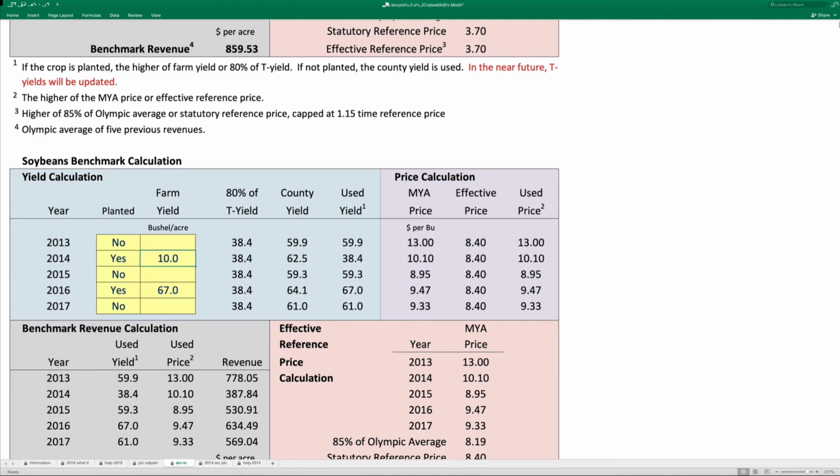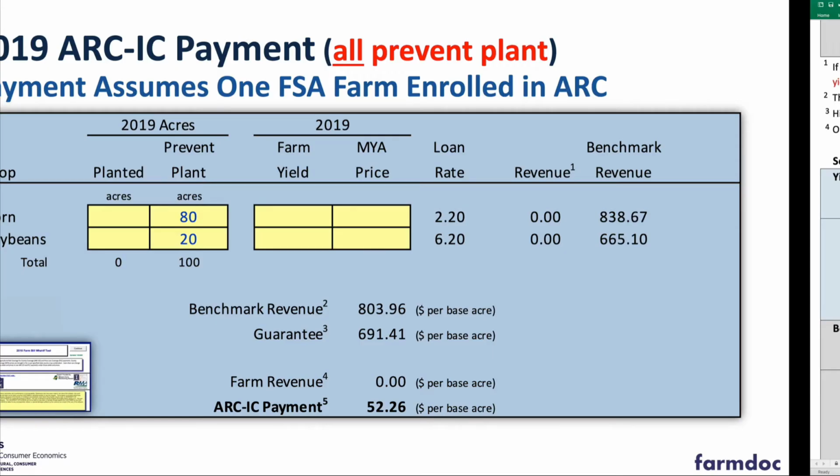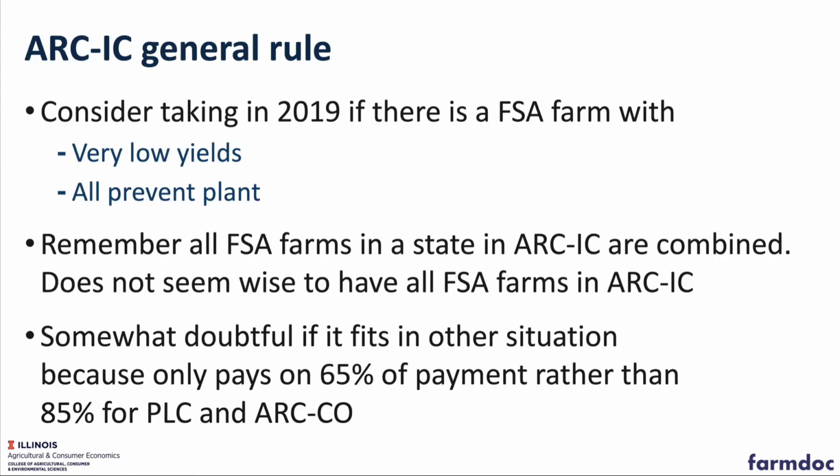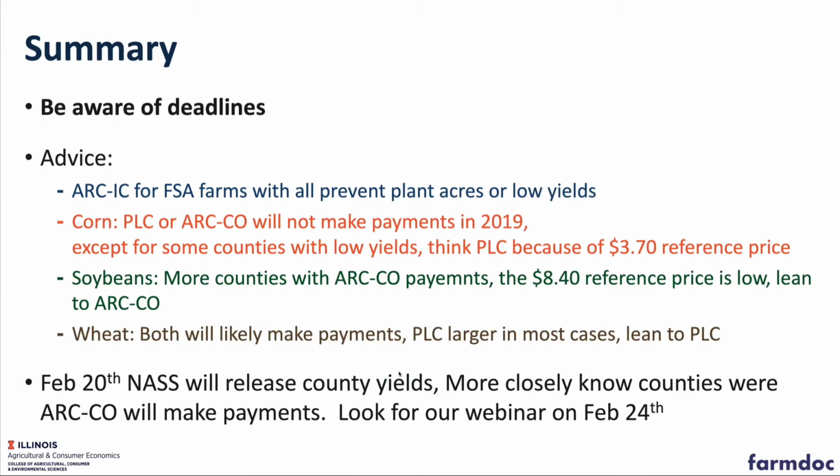Is there anything else we should be mentioning about ARC-IC? General rule, consider taking it if you have very low yields or all prevent plant. Remember, all FSA farms are combined, and it's somewhat doubtful if this situation will pay in the long run for those cases. So here's our summary.